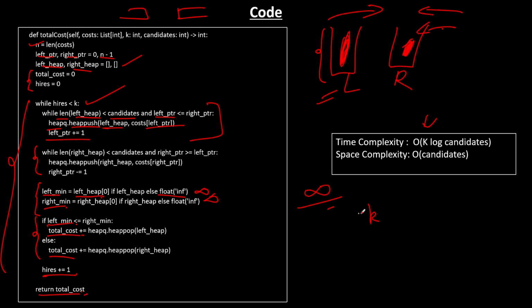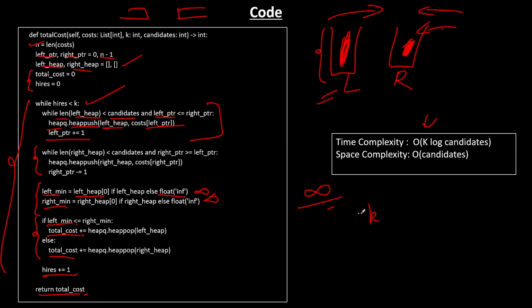And candidates. This candidates comes from the heaps which we are using, the left heap and the right heap. Because if you remember, the heap carries only the candidates, the values of the candidates. If candidates is 3, it will carry 3. If it is 4, it will carry 4, right? So that is why, and any operation which is done in the heap takes log n time.